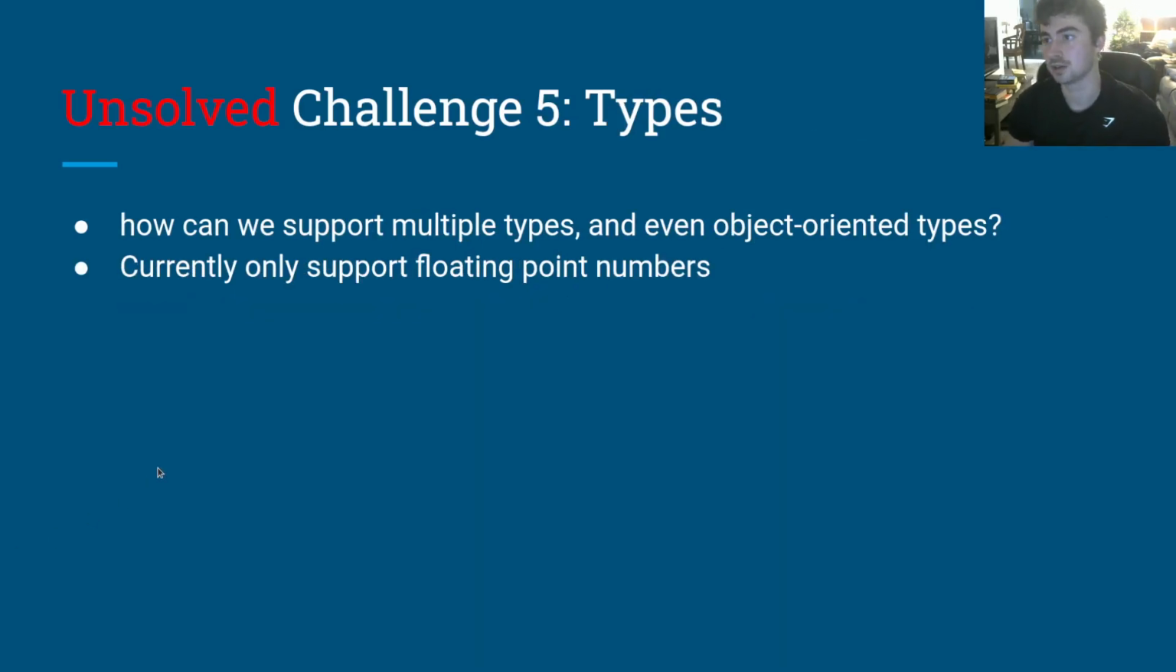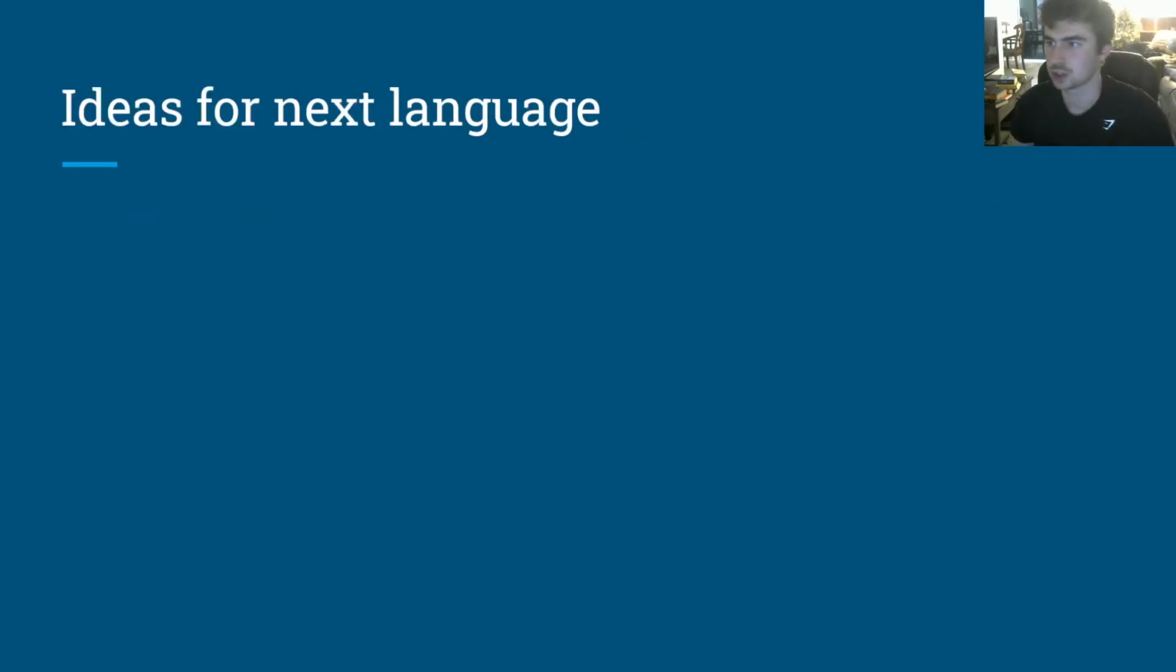Another one, obviously, types. The only type that we support in this language is a double type, but if we wanted to make more interesting things, we would need strings and lists and maps and stuff like that. And that's not even including object-oriented classes, that's a whole other level. Yeah, so those are some of the challenges, some of the solved ones, and also some of the unsolved ones. But let's talk about ideas for the next language.